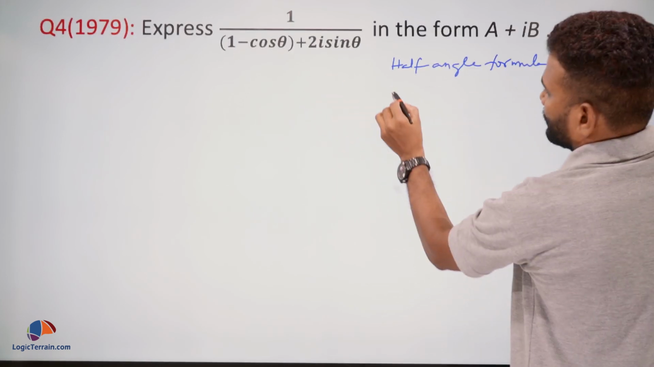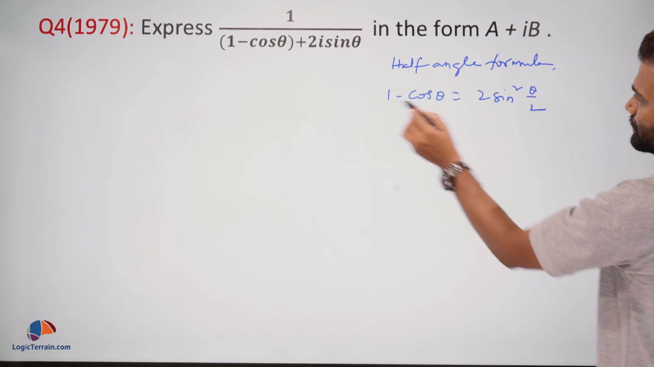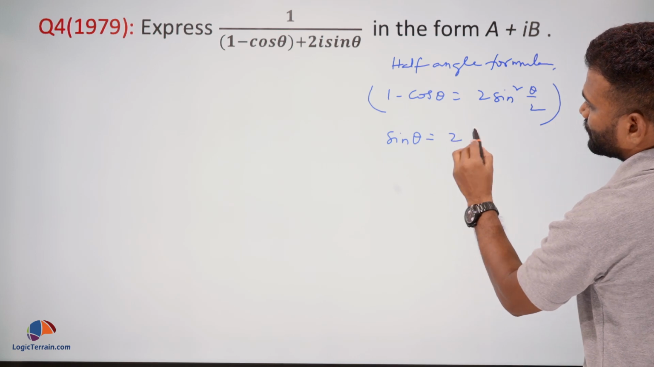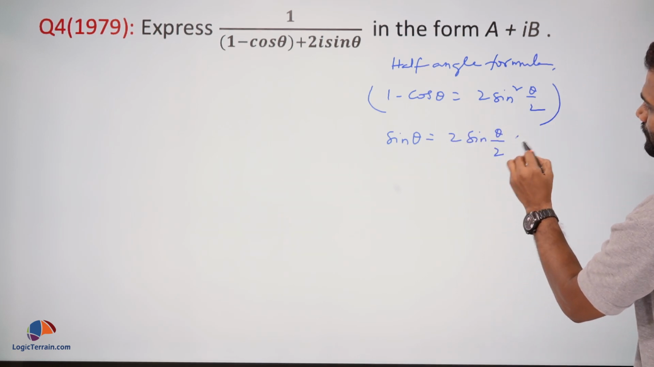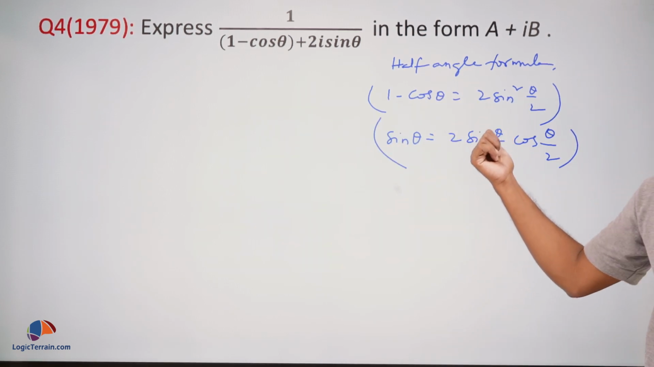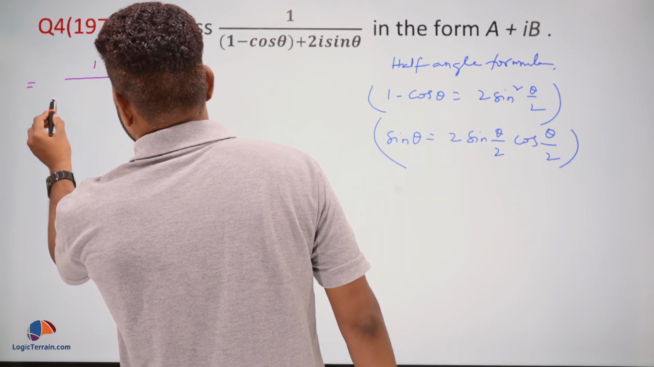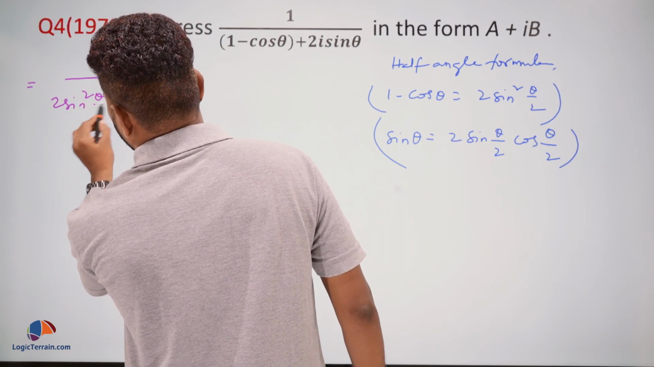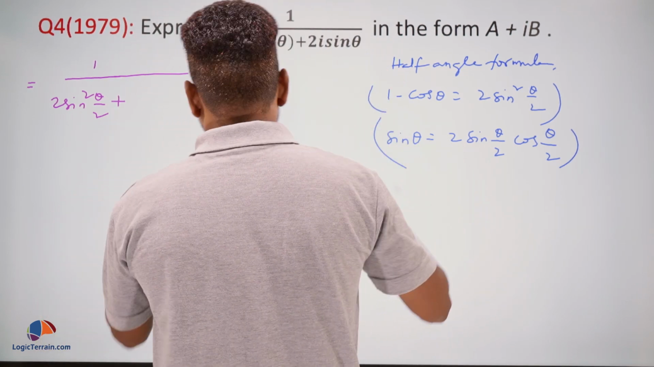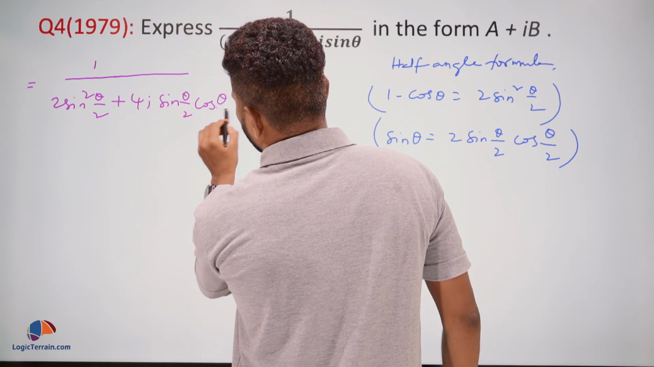formula, we know that 1 minus cos theta is equal to 2 sin square theta upon 2, and sin theta is equal to 2 sin theta upon 2 into cos theta upon 2. So we'll make use of these two formulae in this. 1 upon, that is 2 sin square theta upon 2 plus 2i sin theta. Sin theta is this, so 2 2s are 4i sin theta upon 2 into cos theta upon 2.